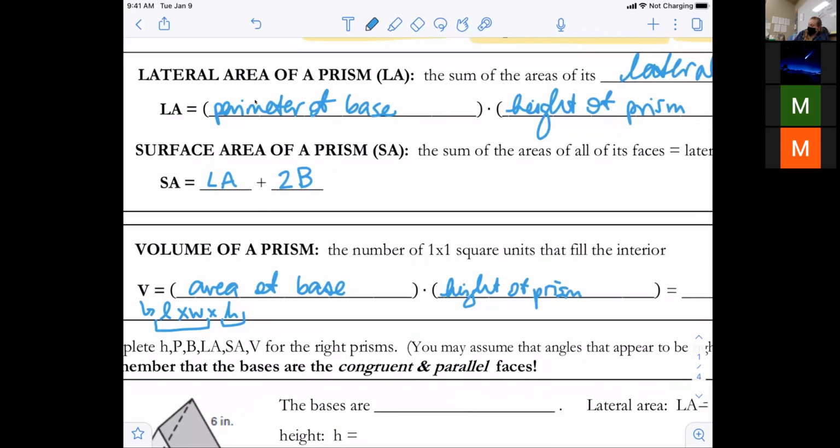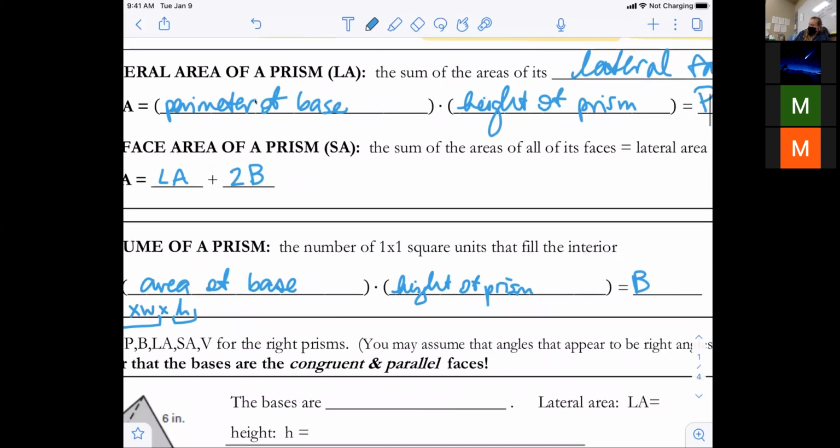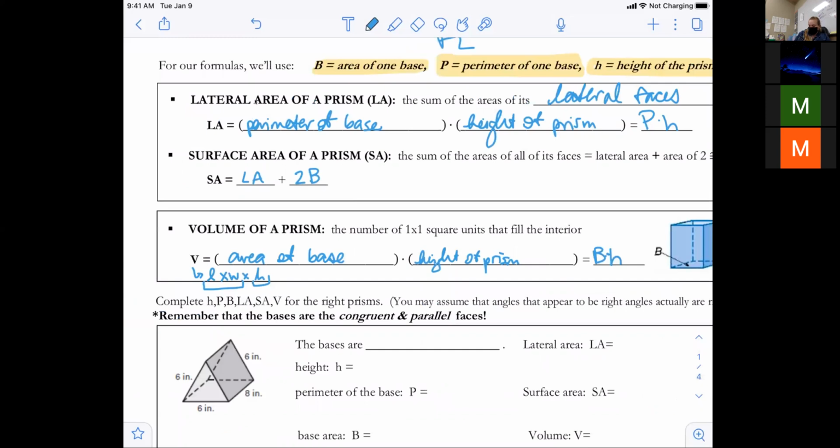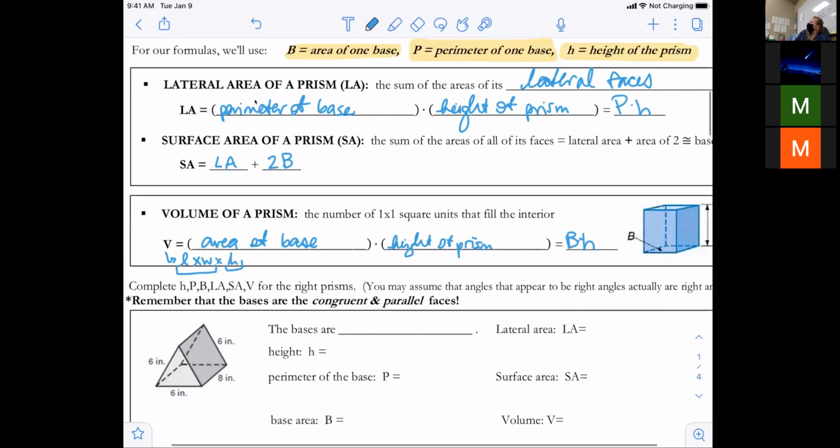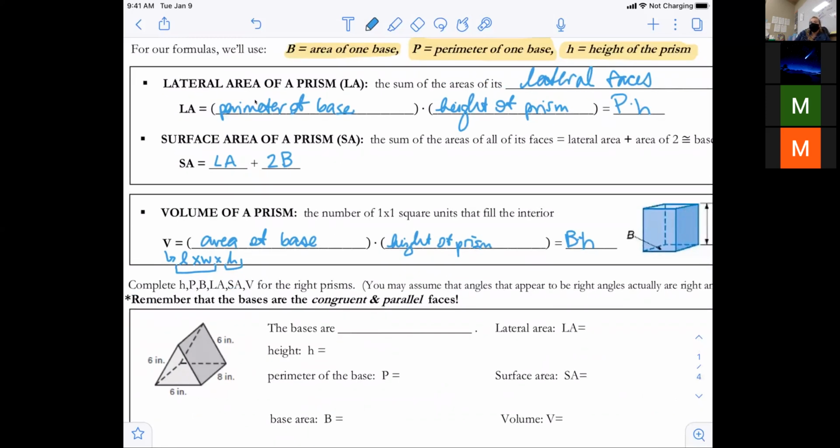And so that in small letters would be big H, or big B, excuse me, and little h. All right. Any questions yet? All right, let's do a couple examples.